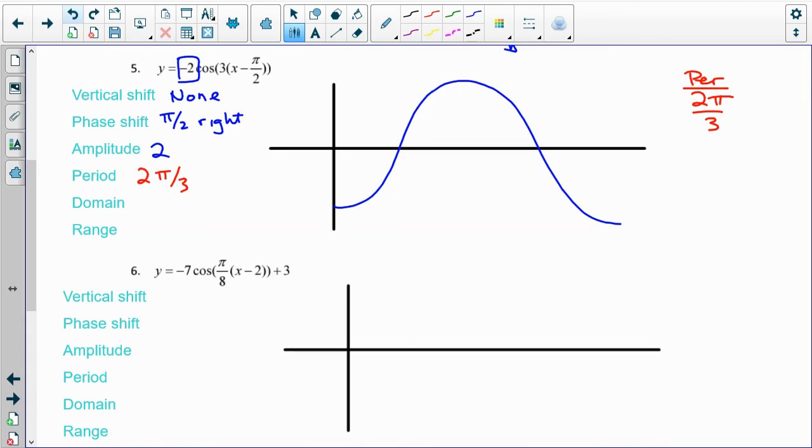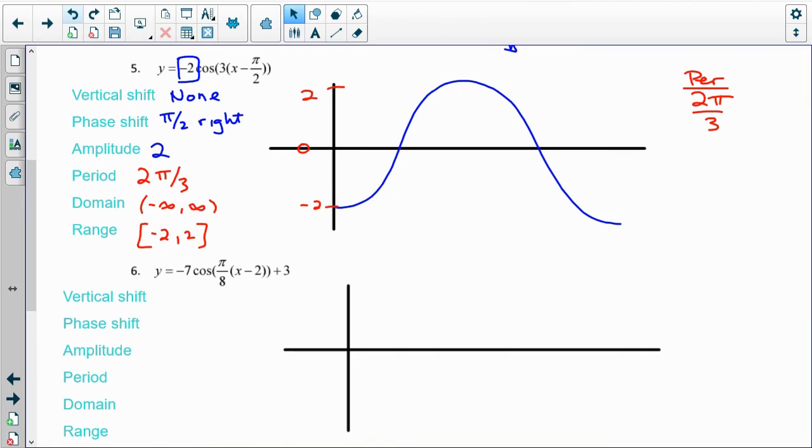The domain of this function, it's a cosine function, so that's -infinity to infinity. And the range of this function is normally -1 to 1, but my amplitude is 2 in this case, so it's going to be -2 to 2 because there was no vertical shift. So it's going to kind of look like this.